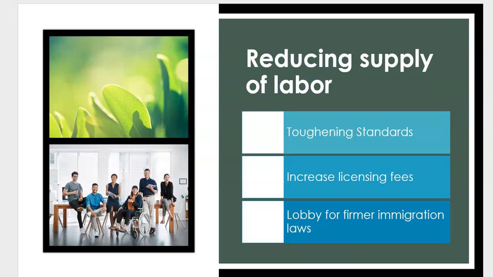How do they increase wages? By reducing the supply of labor. Well, one is toughening the standards, right? Where you want fewer people to do a job, you make it harder to qualify for the job.